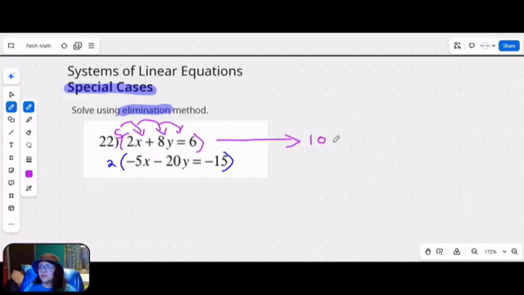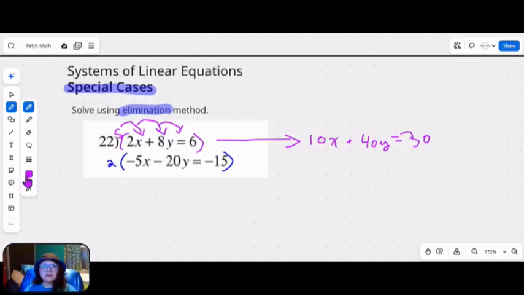We have 5 times 2, which is 10x. We've got 5 times 8, which is 40y. We've got 5 times 6. I'm going faster than I can write here. We've got 5 times 6, which is 30. And this is where I go through and double check to make sure I got everything right. Looks good to me. All right, moving on.